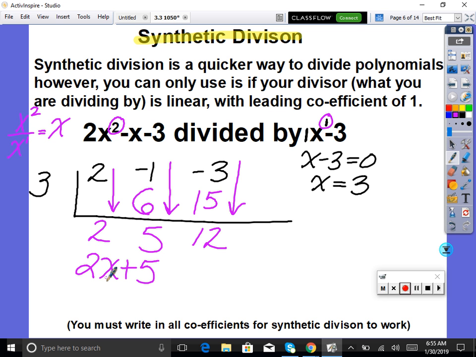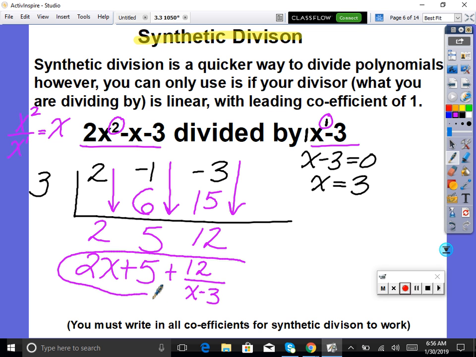And our last thing will always be our remainder. So we'd say plus 12 when we divided by x minus 3. So this just gives us the coefficients, and then we fill in the rest. So question for you, is x minus 3 a factor of the quadratic? No, because the remainder wasn't 0. However, we can still divide it, it just doesn't come out pretty.